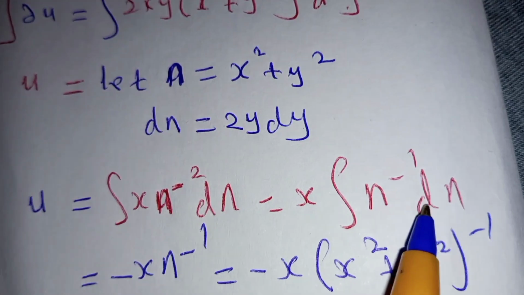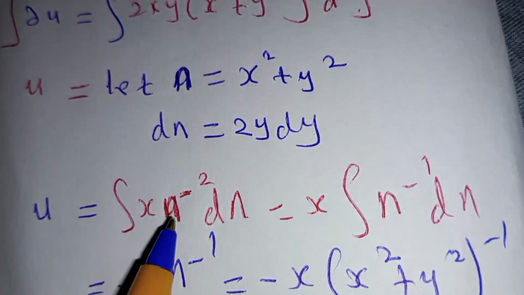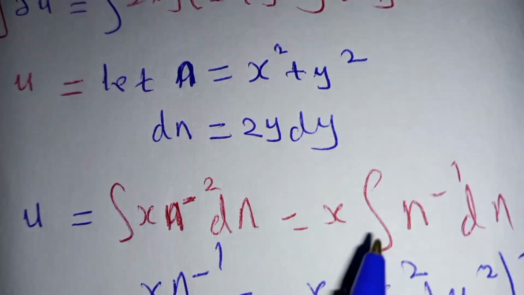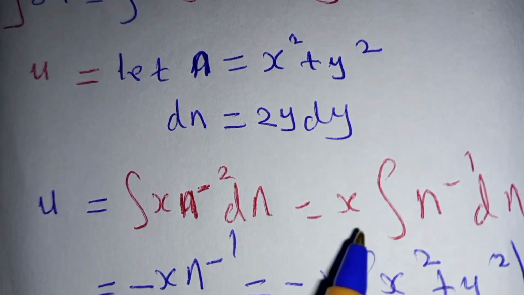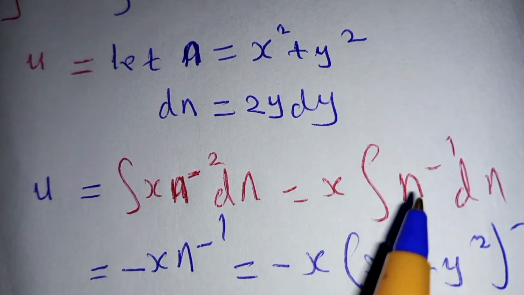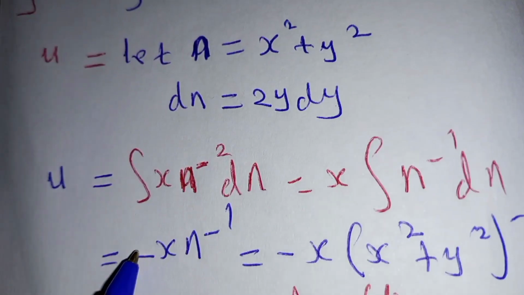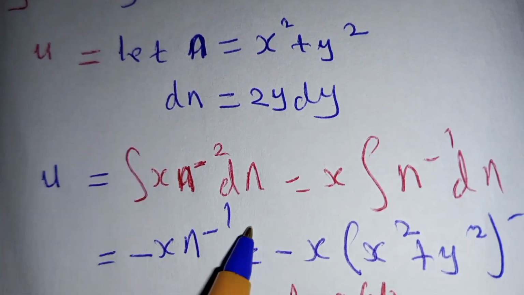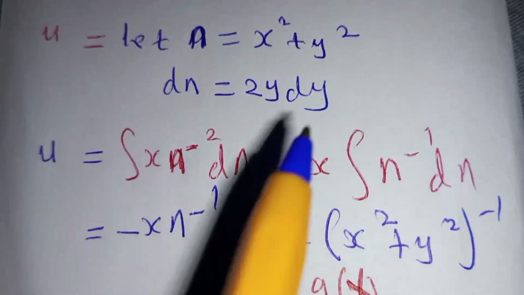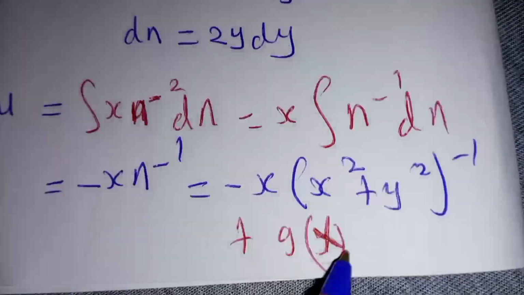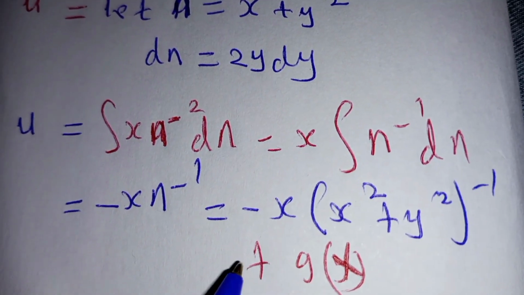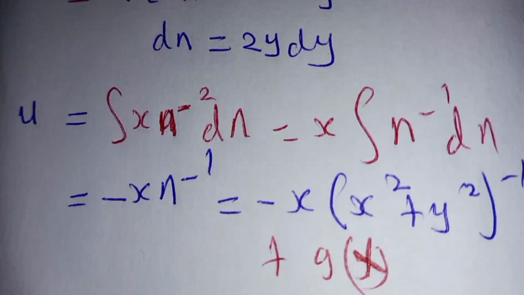So by power rule, when you integrate this part here, you will be left with n to the power of negative 1, because negative 2 plus 1 is negative 1. Then you divide by negative 1 to obtain negative x n power negative 1. Then from that, you substitute the value of n, which is x squared plus y squared. You obtain this, plus a constant, a function which is constant, g of x.